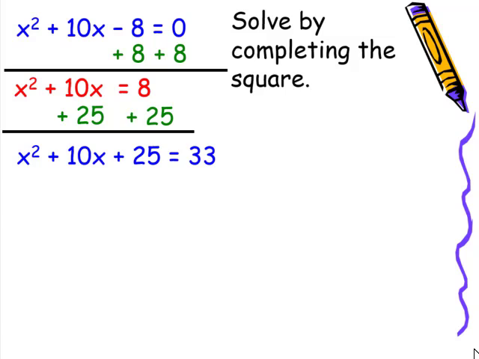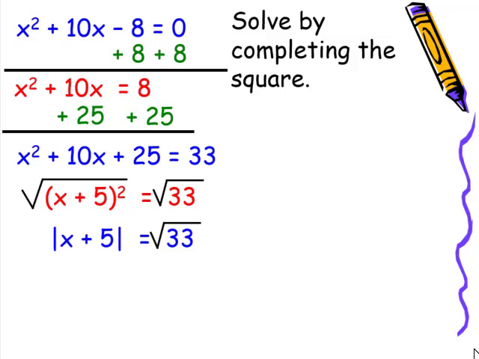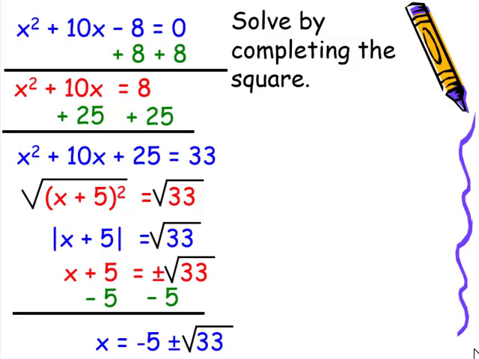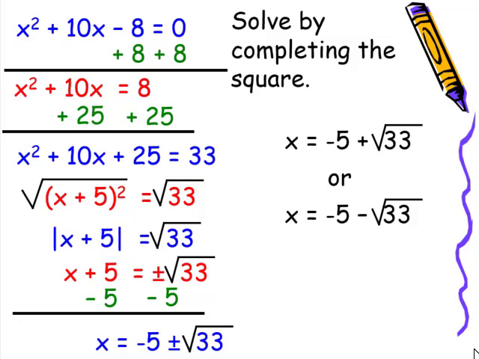On the left-hand side, it's a perfect square, so we can factor that out. Write it as x plus 5 squared is equal to 33. Take the square root of both sides. That leaves me with the absolute value of x plus 5 is equal to the square root of 33. Therefore, x plus 5 equals plus or minus the square root of 33. Subtract 5 from both sides. We're left with x is equal to -5 plus or minus the square root of 33. That means we have two answers, x equals negative 5 plus the square root of 33, or x equals negative 5 minus the square root of 33. They're not like terms, so this is your final answer. Let's take a look at another example.